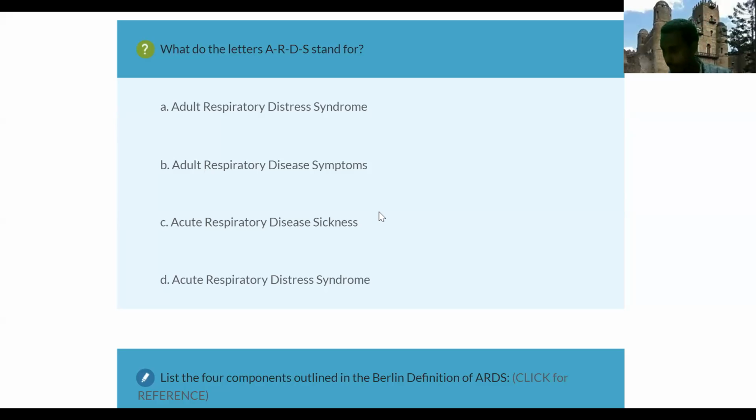Okay. Thank you. Almost one individual says A, adult respiratory distress syndrome, the others say acute respiratory distress syndrome. Yes, D is correct, actually the acronym elongation: acute respiratory distress syndrome.